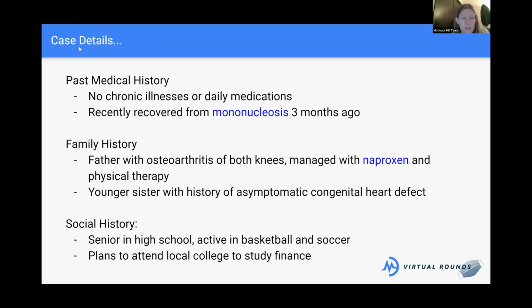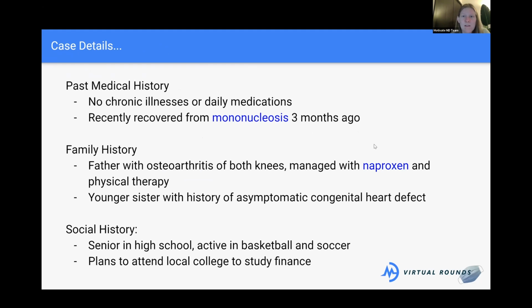So a little bit more information, not about the history of present illness, but just about his general medical history. He does not have any chronic illnesses or take any daily medications. The only thing that we noted in his chart was that he recently recovered from mononucleosis 3 months ago. That's a pretty typical viral infection, mono, that we see in this aged population. High school, college age kids can spread mono really easily. So he recovered from that 3 months ago and has been healthy since.